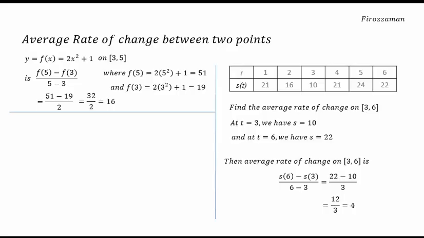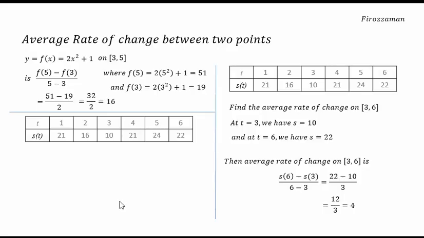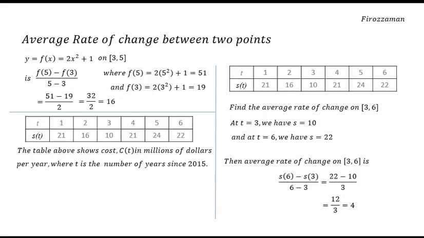We'll be taking another example. Let me take the same table, but we are saying that this table shows the cost function C(t) in millions of dollars. Here I'm writing S(t), but you can consider this as C(t). And that is per year, where t is the number of years since 2015. So we have to pay attention to "since 2015." What does it mean? So now we want to see that t is the number of years since 2015.